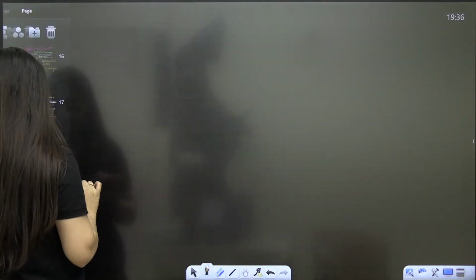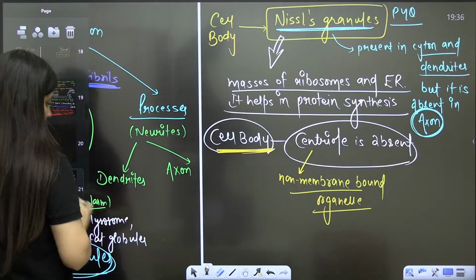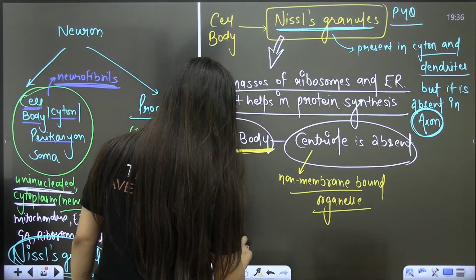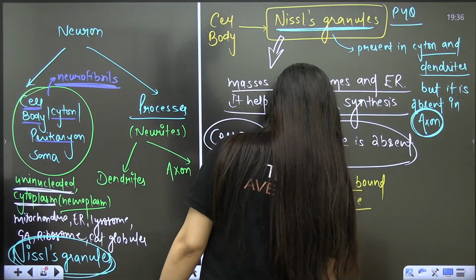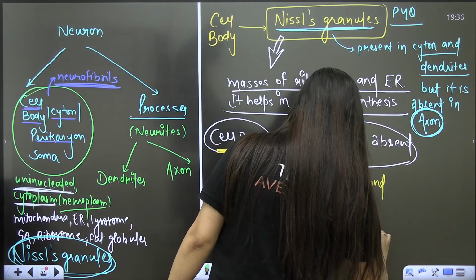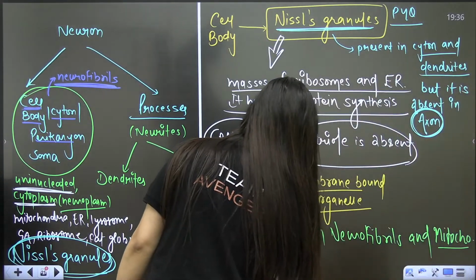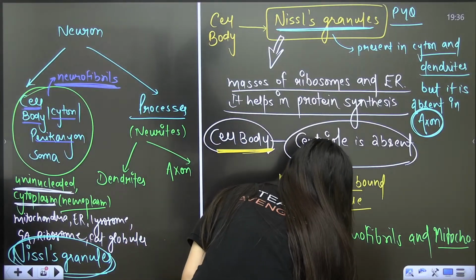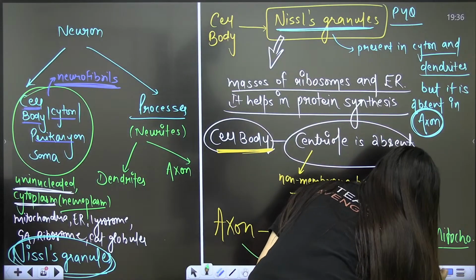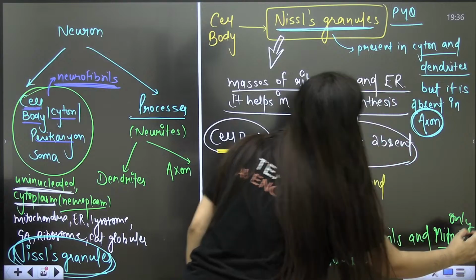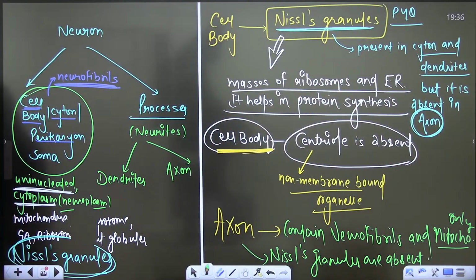Okay, in the case of the axon, I'm writing it here so that you don't miss it. The axon contains neurofibrils, cytoskeletal element of course, and mitochondria. Remember, Nissl granules are absent here. This contains neurofibrils and mitochondria only. I'm using the term only here. This is important. So if I'm using the term only, you know how important it is to remember this part. Okay, done?